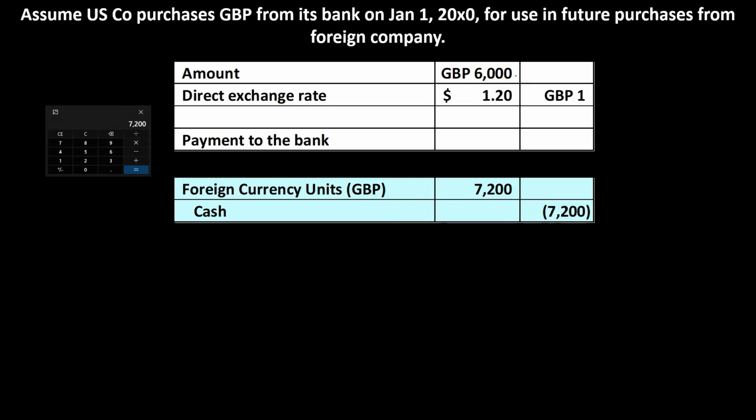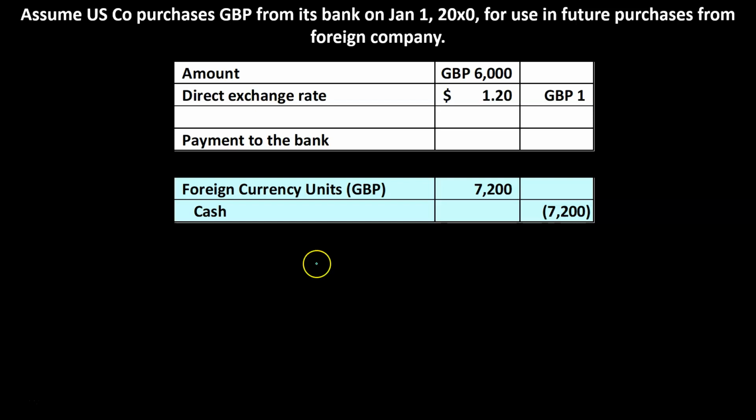When we get the 6,000 pounds, we don't put it on our books for financial accounting in terms of pounds, because that would be like trying to measure something with two different standards or units of measure, right? We're trying to measure our financial statements. We have to use one standardized system to do that, and that's going to be the U.S. dollar.